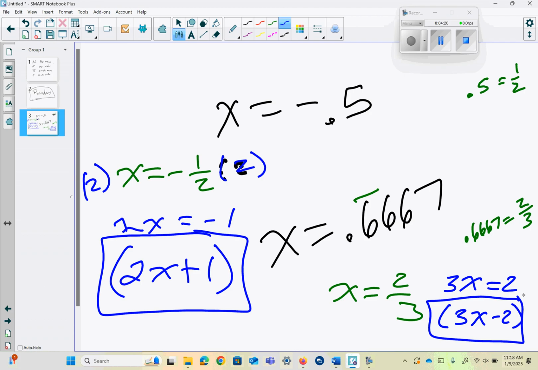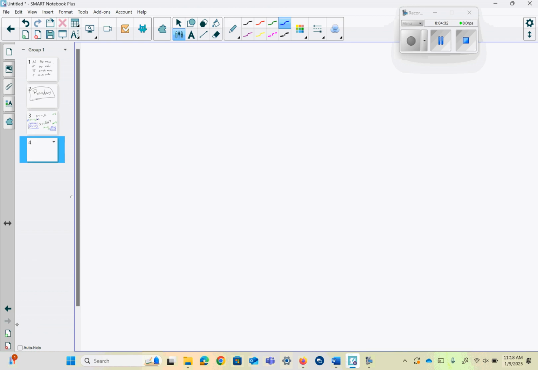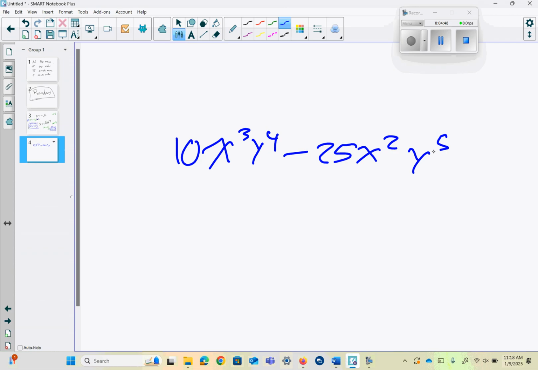Is there any of the other problems, 1 through 9, that I needed to go over? 6? We did 6 yesterday, right? Is it 2x, 10x to the third, y to the fourth, minus 25x squared, y to the fifth? So this is really the only one on this page, I believe, that doesn't work the right way.